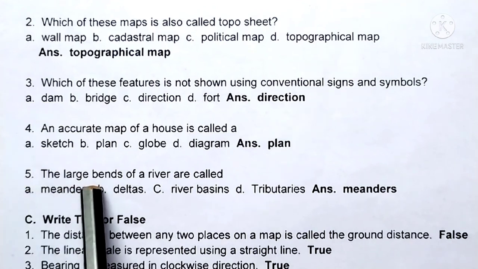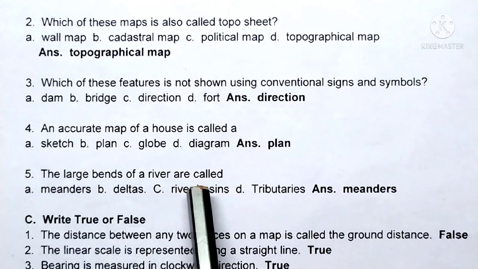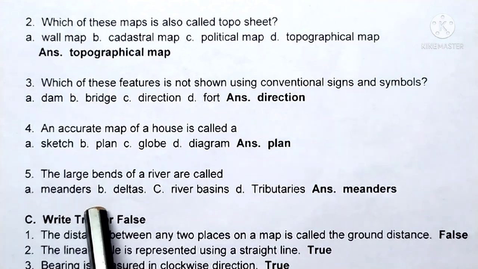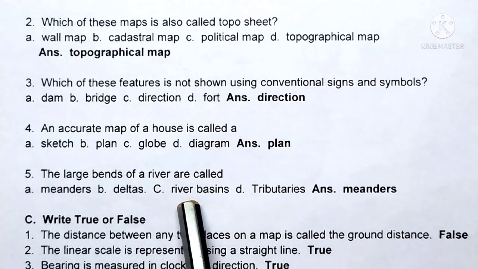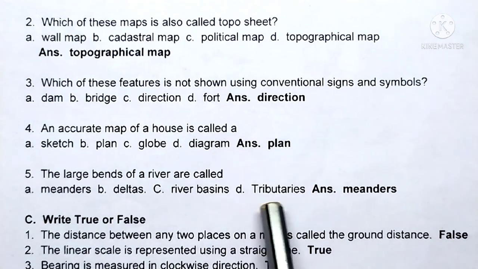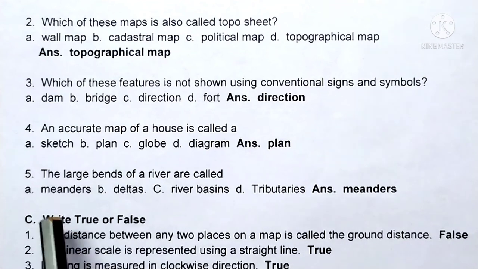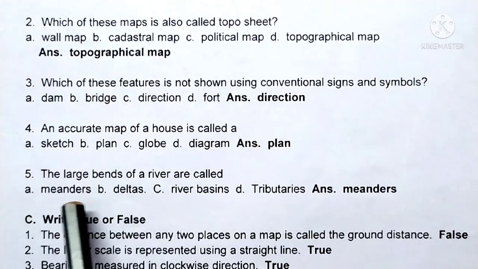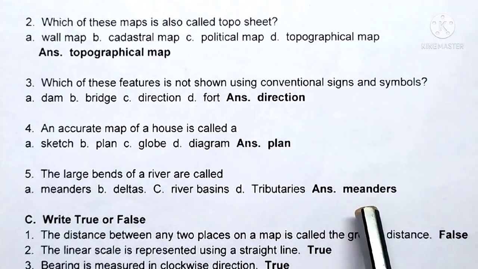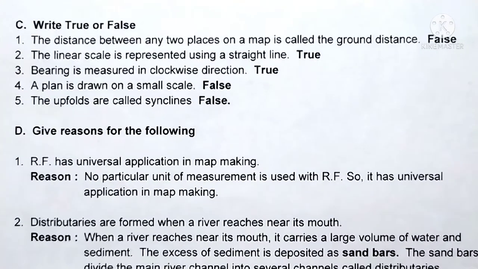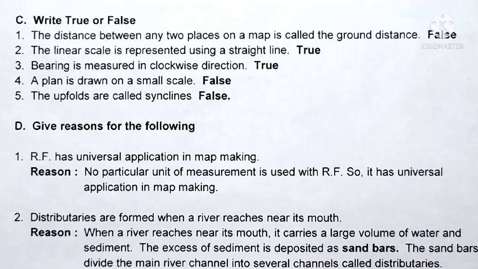Fifth question. The large bends of a river are called dash. A. Meanders. B. Deltas. C. River basins. D. Tributaries. During its course, a river forms large bends. These bends are called meanders. So answer is meanders.